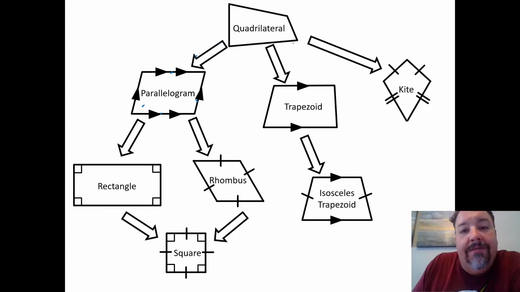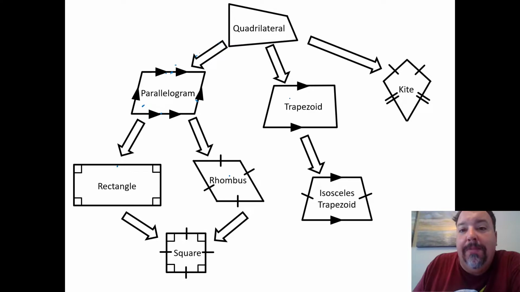Here we have a Venn diagram showing us the relationship between all these. At the top here, we have a quadrilateral. And then as we go to left, we get a little bit more specific. So parallelograms have 2 pairs of parallel sides. And a parallelogram that has 4 right angles is a rectangle. A parallelogram that has 4 equal sides is a rhombus. And if it's both a rectangle and a rhombus, all the sides are equal, all the angles are equal, then we call it a square.